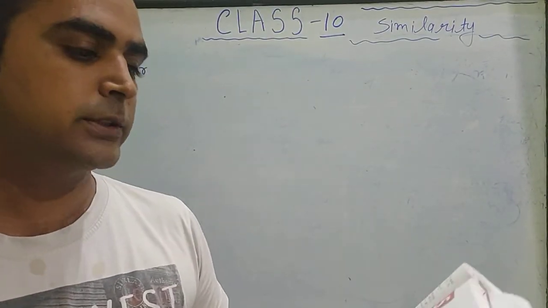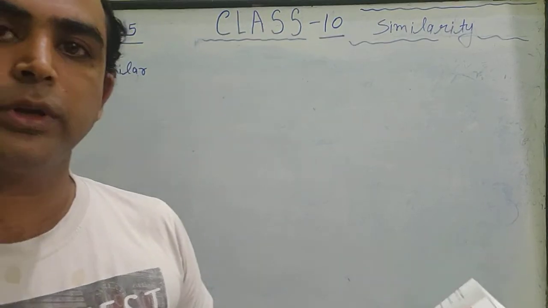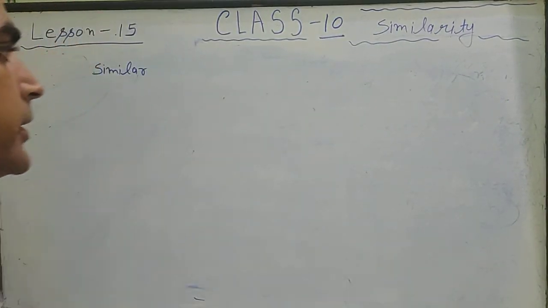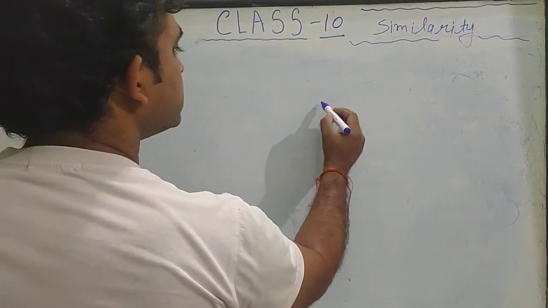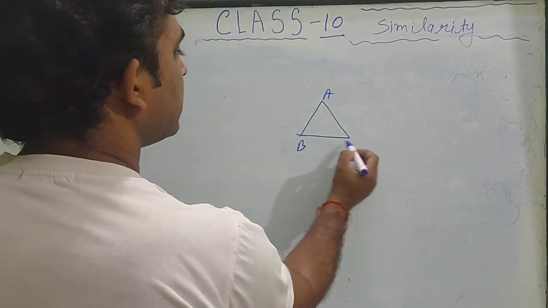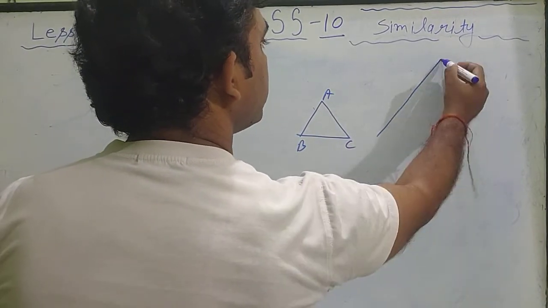Okay, 15 is similarity. So first we have to understand what is the meaning of similar. Similar means एक जैसा. Suppose two triangles. Suppose one triangle ABC and one triangle PQR.